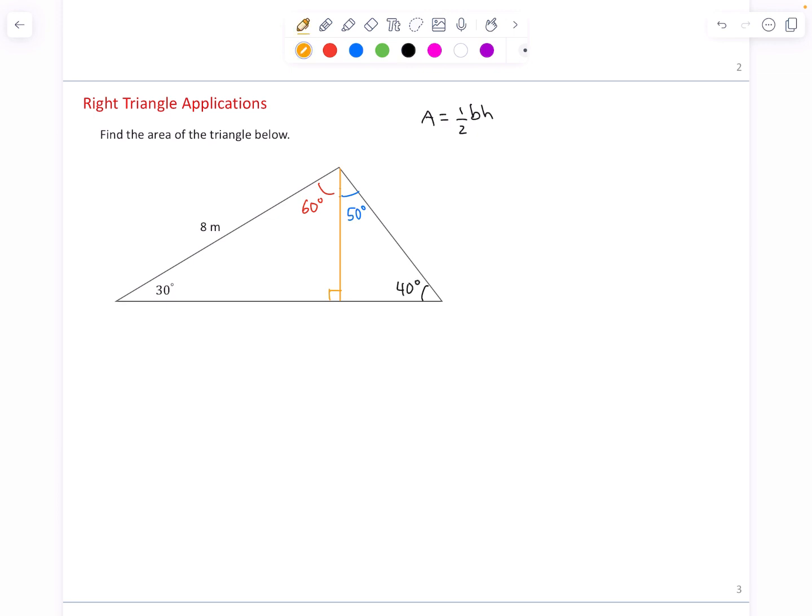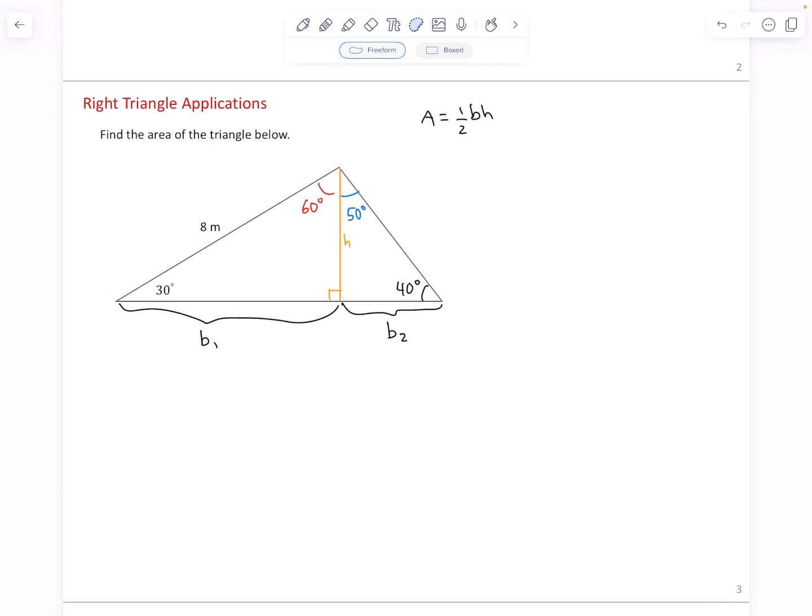So we need to find the height of this triangle. We'll call that h for height, and then the entire base of the triangle. But we can do this by finding the two bases separately. We'll call them b1 and b2, and then we combine them to make the entire base. Now notice that this right triangle right here is a 30, 60, 90 triangle. So I can use trigonometry as in the previous pages to find both h and b1, but I can also use what I know about 30, 60, 90 triangles.